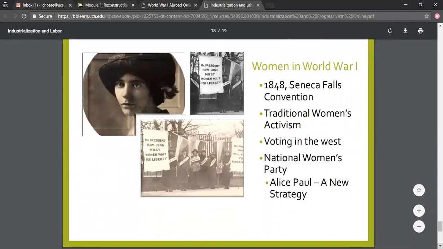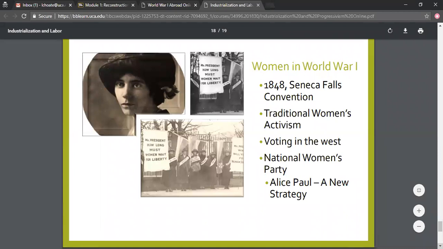We're going to end our Progressive Era discussion by talking about what women were doing during the Progressive Era. Women are going to be a huge component of the progressive movement, and a lot of it is about cleaning up society and taking care of immigrants, but a lot of it is also about women's rights. There has been a long history by this point of women fighting for the right to vote ever since the 1848 Seneca Falls Convention.